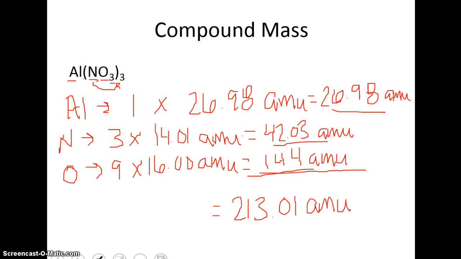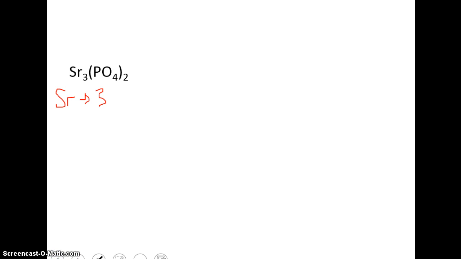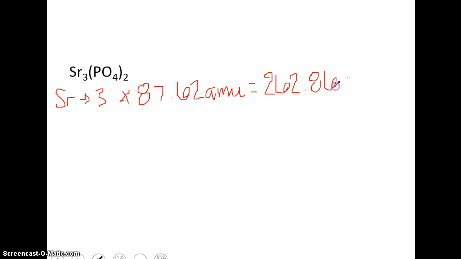We're going to practice one more, and that's Sr3(PO4)2. You should pause and try to do this one on your own. So Sr, there are 3 of them. If you look for Sr on your periodic table, strontium is right here. It's 87.62. And 3 times that is 262.86 AMU.